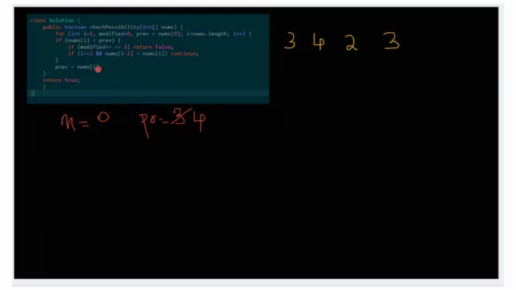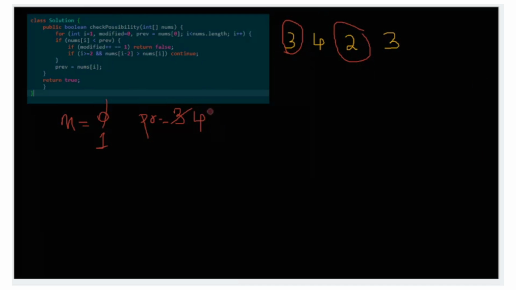Again comparing the same. Now i is 2. Is 2 less than previous? Yes. Now we'll come inside this if: modified++ is equal to 1. First we'll check, is it equal? No. After that we'll increment. So now modified is 1. Then, if i is greater than or equal to 2 and nums[i-2] is greater than nums[i]. Here i is 2, right? nums[i-2], that's this, is greater than nums[i]. Yes. Continue and come to the next one.